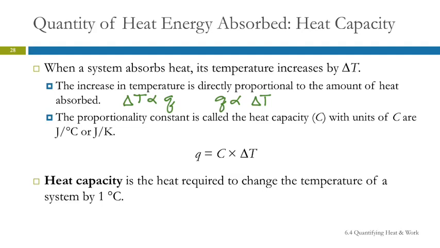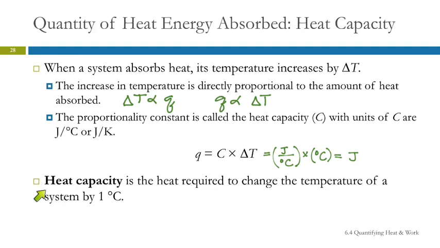C here is called the heat capacity, and the units would be joules per degree Celsius or joules per Kelvin, because if we have units of joules per degree Celsius on our C times unit of degrees Celsius on our change in temperature, that gives us the unit of joule for heat. The units are going to work out.